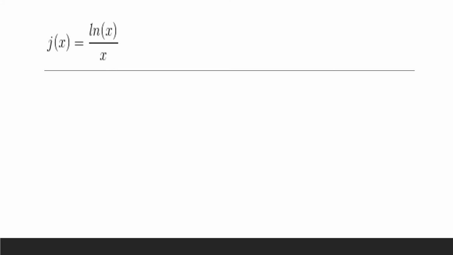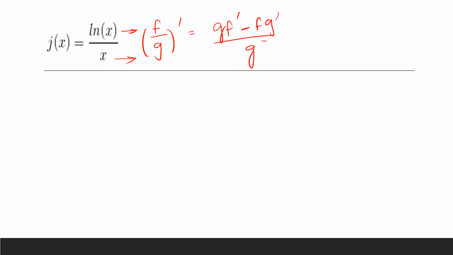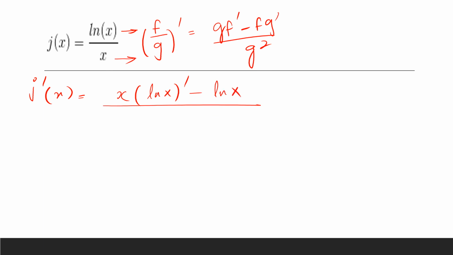Now here look at the question. There is something in the numerator and some function in the denominator. So of course you will apply the quotient rule, according to which it is g f prime minus f g prime over g squared. So let's try: j prime of x equals. Here g is your x, f prime means ln x with prime, minus f that is ln of x, and g prime means x with the prime, and g squared you will get x squared.